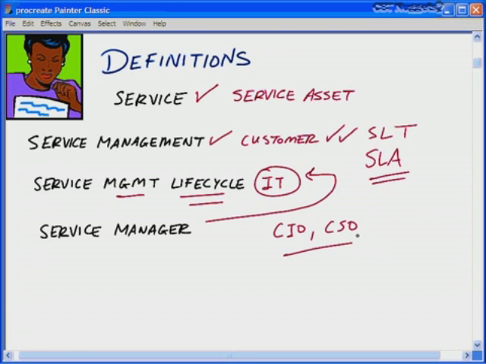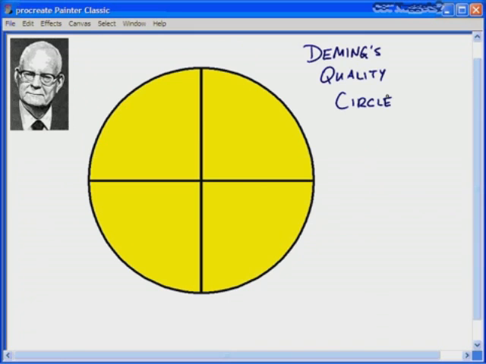Now, a big part of all of this management of service is making sure that the service that you deliver has quality built in, quality assurance, quality control. So let's look next at a very popular quality circle that gives us a step-by-step process. And this is called Deming's Quality Circle. Here's our buddy again, Dr. W. Edwards Deming, and he came up with this quality circle.